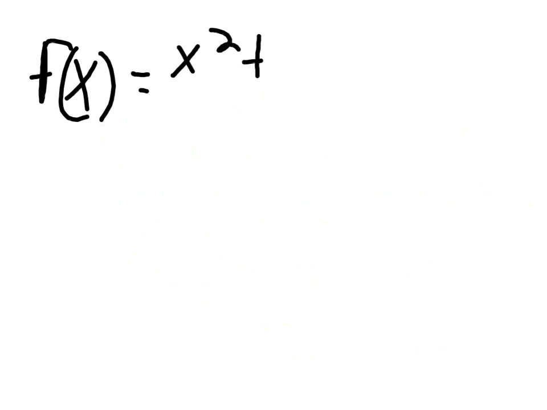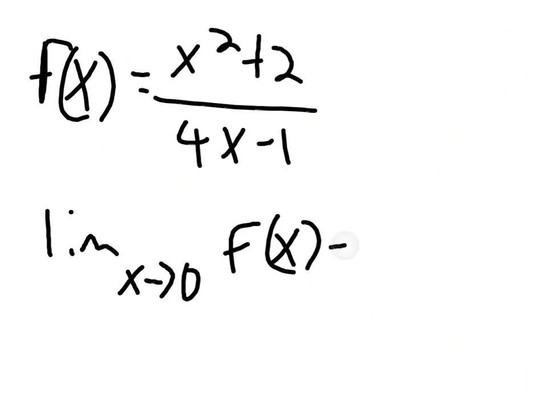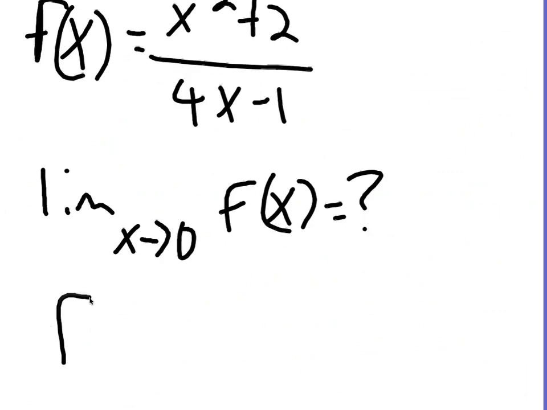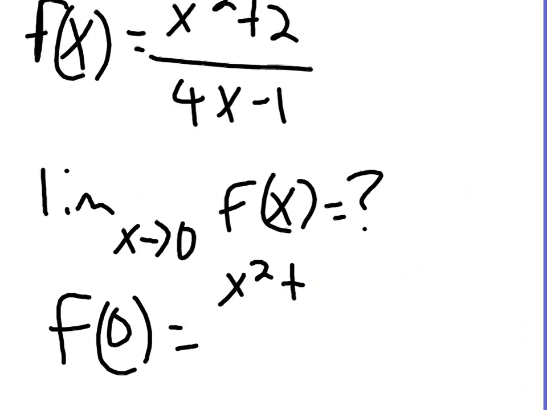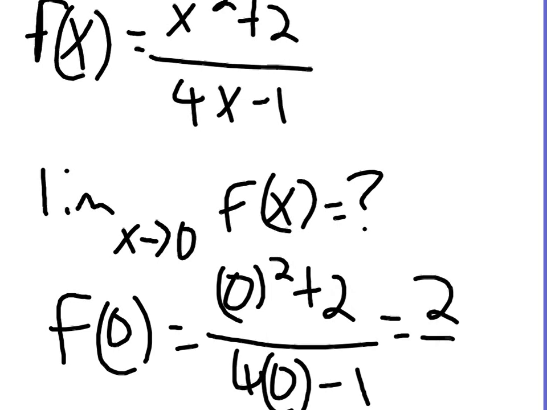Let's say you have f of x equals x squared plus 2 over 4x minus 1, and you want to figure out the limit as x approaches 0. Well, guess what? Let's just plug in 0 into the function. Oh, whoops, let's try this again. So 0 squared plus 2 over 4 times 0 minus 1. That's going to be equal to 2 over -1, which equals -2.